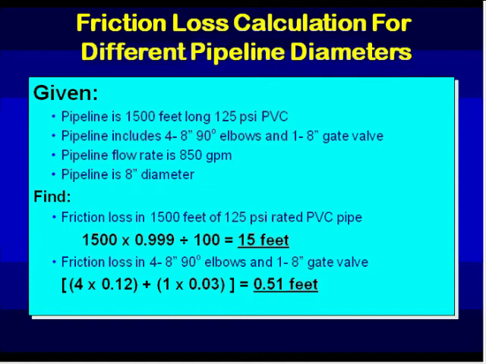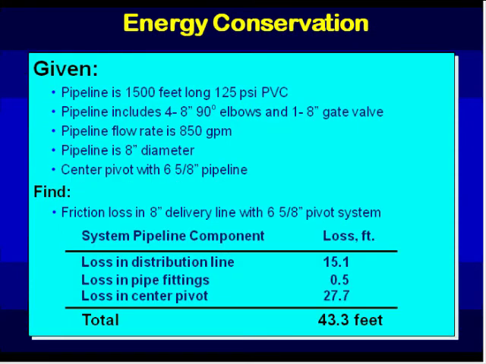So we're going to want to add those numbers together to get the friction loss in the pipeline. For some reason my line's out of place here, but the loss in the distribution line is 15.1 feet. The loss in the pipe fittings is 0.5 feet, and the loss in the center pivot of our original 6 5/8 inch diameter pipeline was 27.7 feet. And so we have 43.3 feet of friction loss in our pipeline. That's a system where we use 8-inch pipeline and 6 5/8 inch delivery pipe on the center pivot.